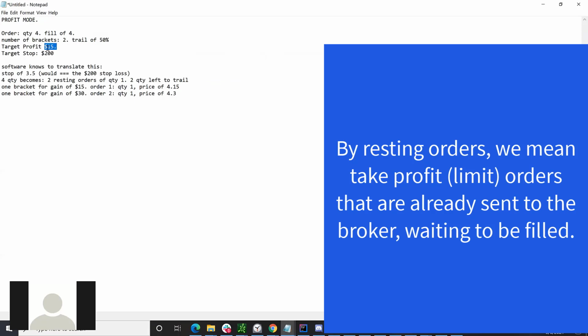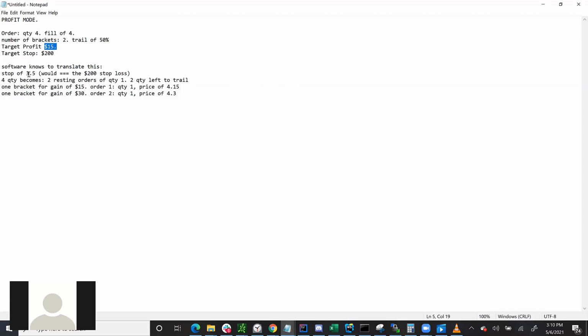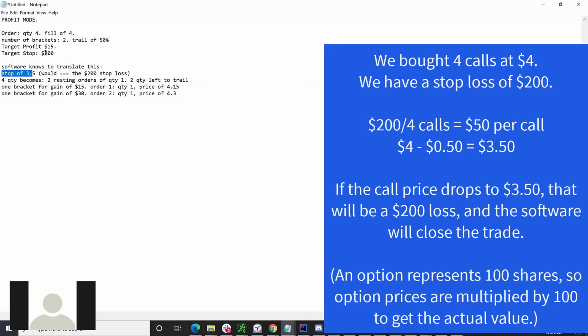So we're going to have the $15. Okay, here's the math. I should start with the stop. We have a quantity of 4, and the stop loss is going to be $200. So that's going to be a $50 stop, making it a stop of 3.5. So the second that you have a $200 loss, it's going to take you out.